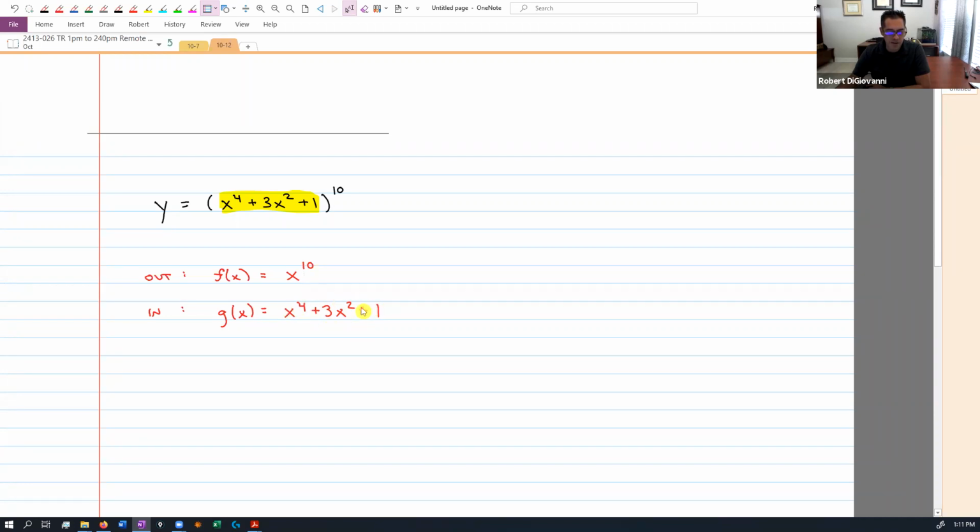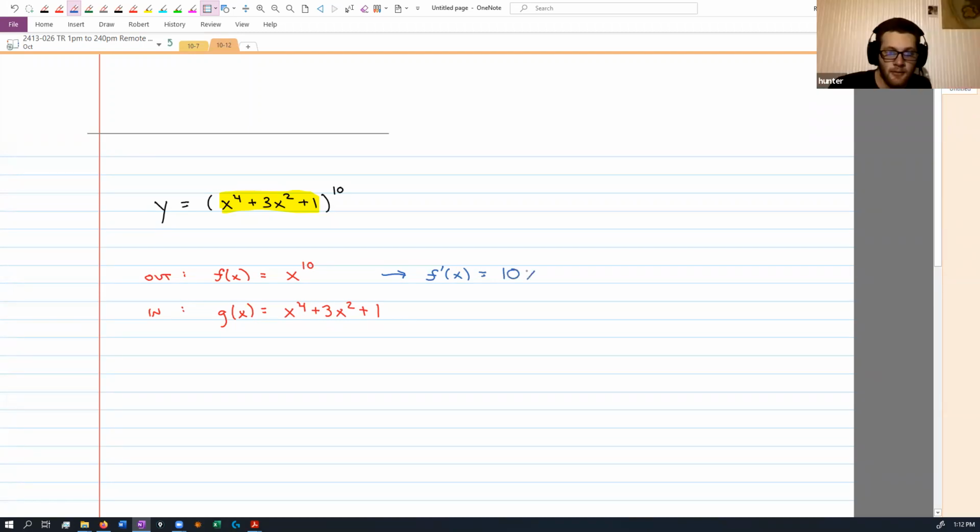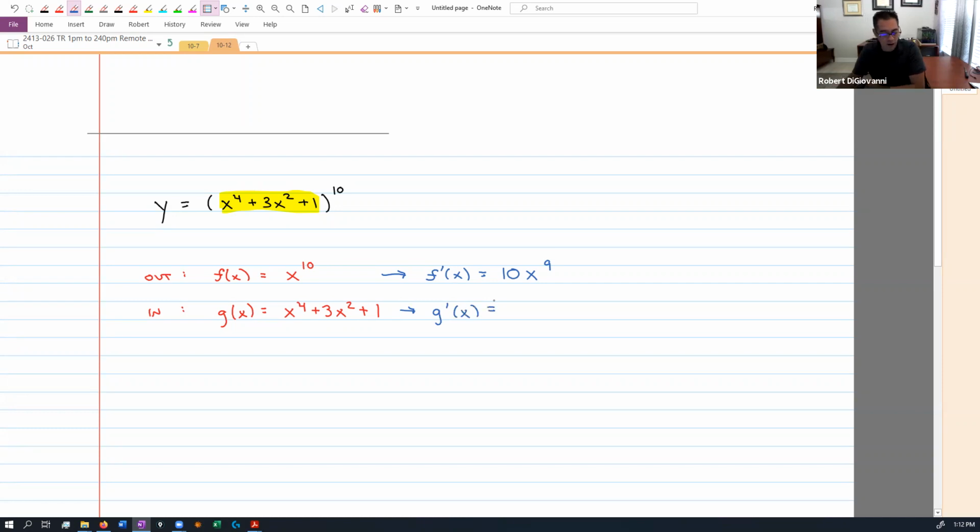So if I were to take this and plug it in for x right there, take all of that and plug it in for x, then it would basically be this thing. So now I'm just going to crank out the derivatives. So f prime of x would be, well, what's the derivative of x to the 10th power? 10x to the 9th. Okay, and then I need the derivative of g. Well, that I can do, right? Because that's just 3 separate terms, right? Addition between each one. I can just take the derivative of each one. So 4x cubed plus 6x, and then the derivative of 1 is 0. So I'm done.